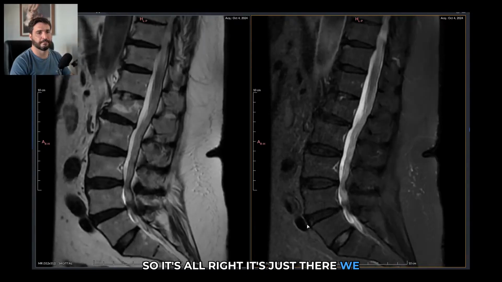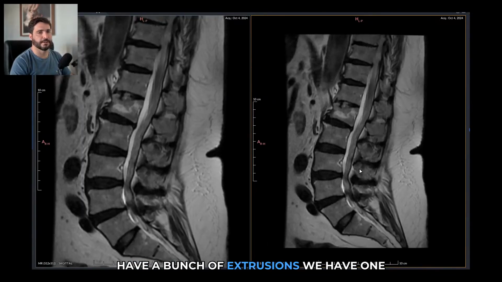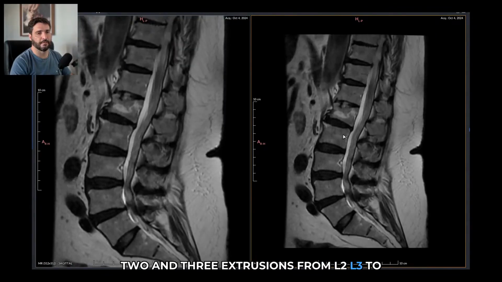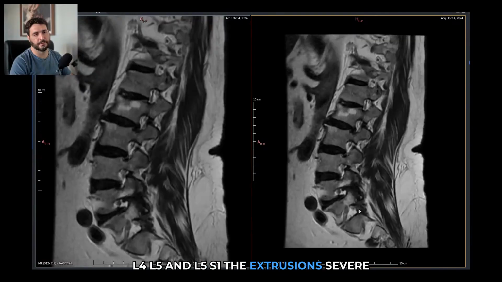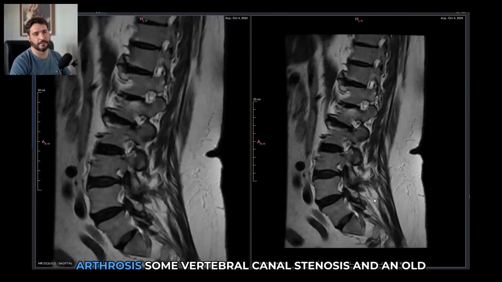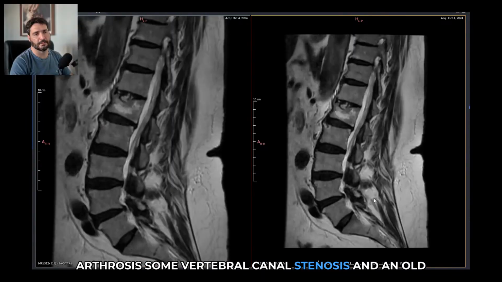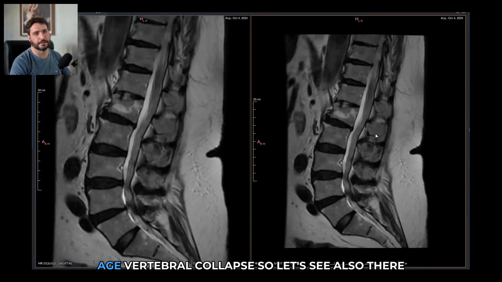We have a bunch of extrusions. We have 1, 2, and 3 extrusions, from L2, L3 to L4, L5, and L5, S1, 3 extrusions, severe arthrosis, some vertebral canal stenosis, and an old age vertebral collapse.